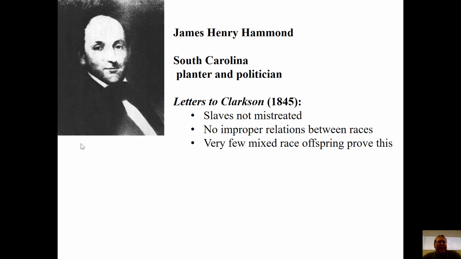And then he goes on to say, not only are we not physically abusing our slaves, but we don't have any improper sexual relations between the races, right? Hammond points out that every southern state has laws saying it's illegal for whites to have sex with blacks, right? That they just have all kinds of laws that say this shouldn't happen. We saw that in our slave codes, right? Back when we were looking at the colonial South, right, of Virginia. Those laws pop up everywhere.